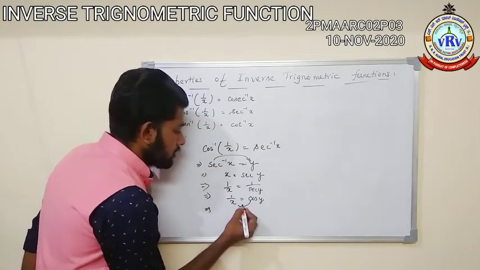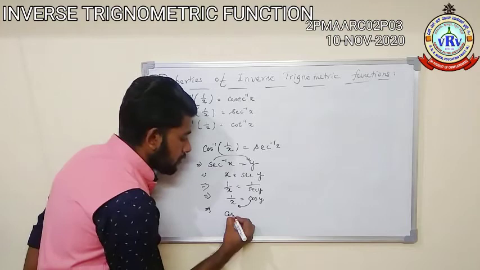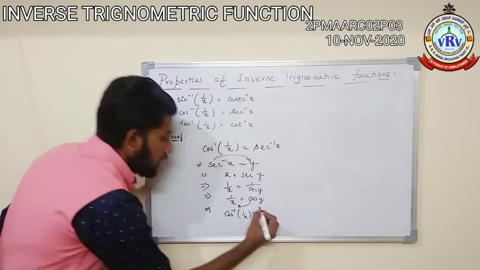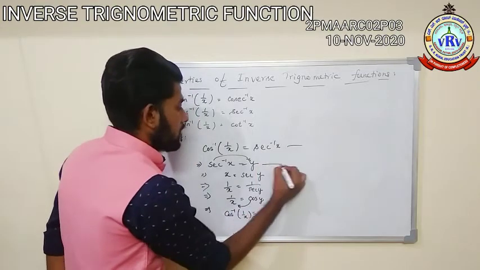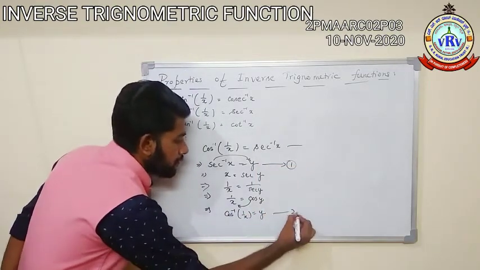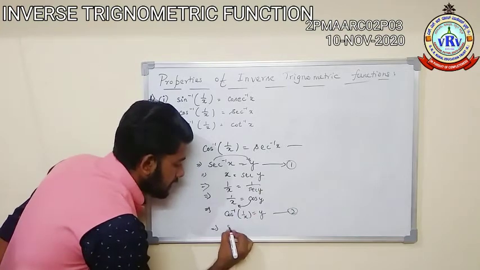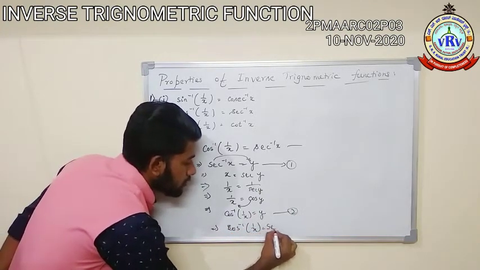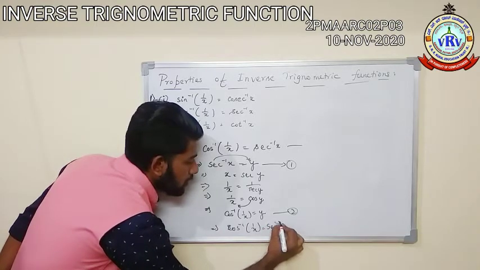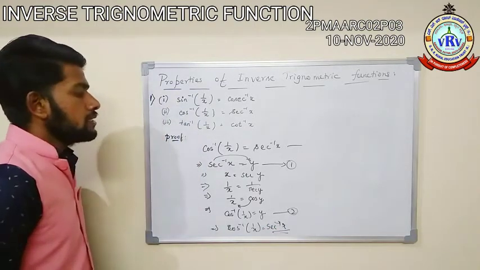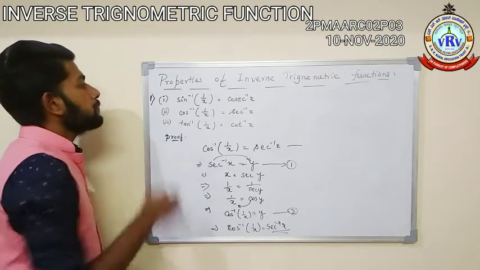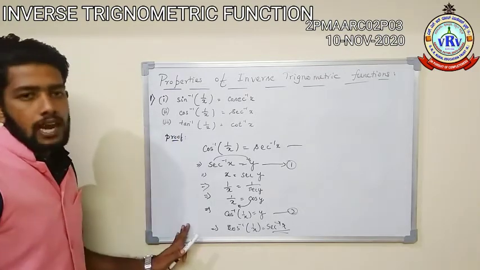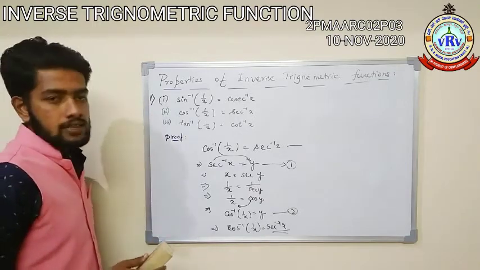And if I exchange the function, it becomes cos inverse of 1 by x, which is equal to y. Y is nothing but, from this equation, secant inverse of x. So cos inverse of 1 by x is equal to secant inverse of x. This is the proof of the second part of the first property. Clear? The same procedure I am following as I did in the case of sine inverse.